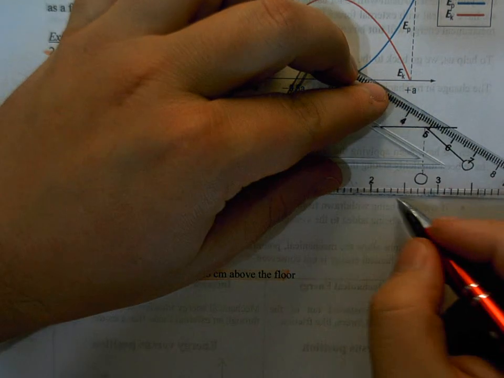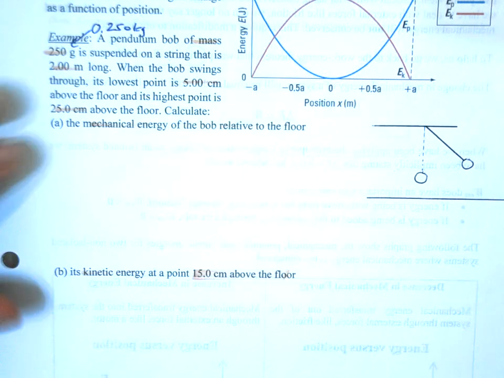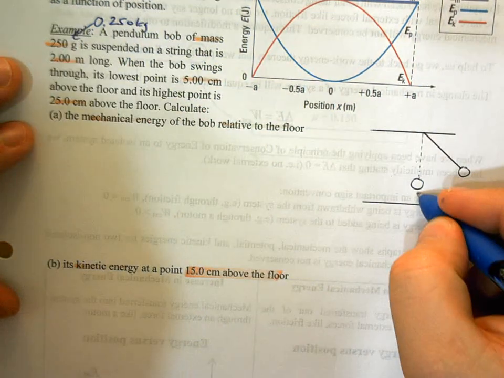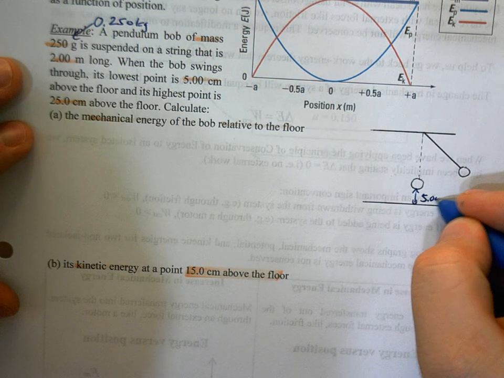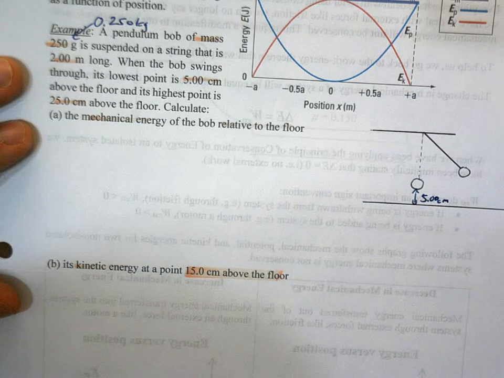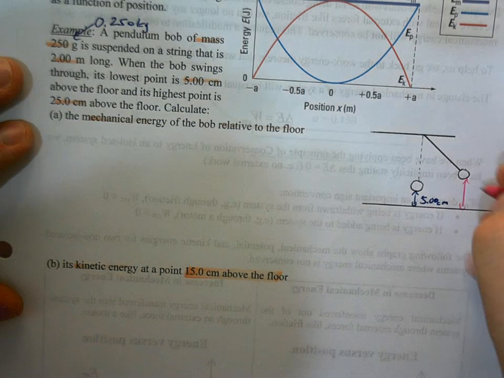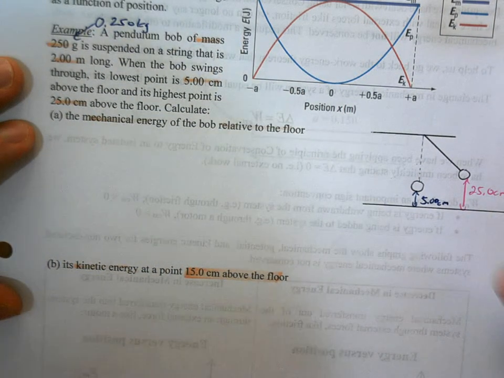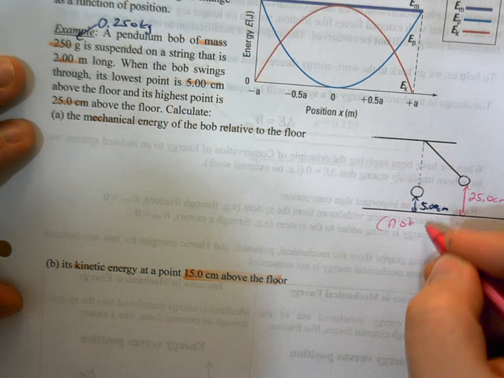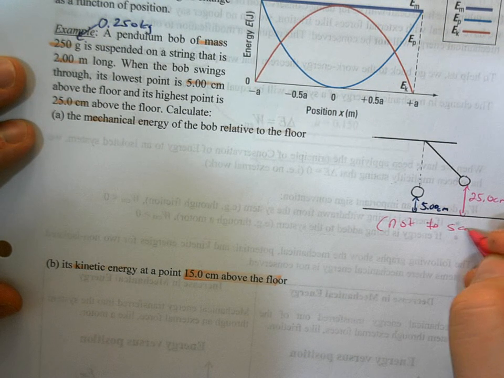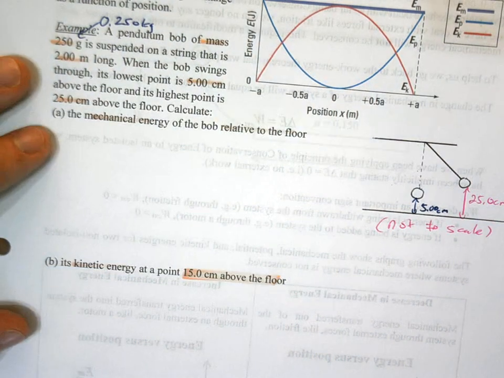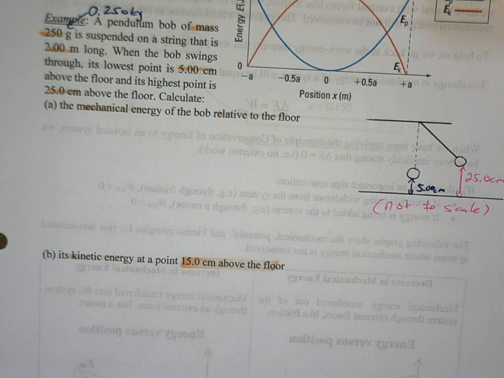Now, what we have been told in this question is that at the lowest point we're 5 centimeters above the ground, and at the highest point we're 25 centimeters above the ground. Obviously, this is definitely not to scale. Now, what we would like to find is the mechanical energy of the bob relative to the floor. And relative to the floor is the important part.